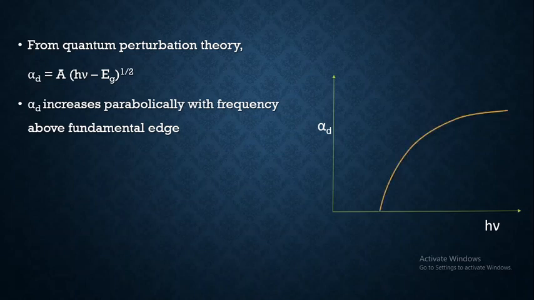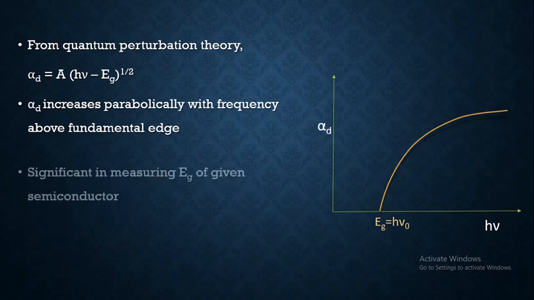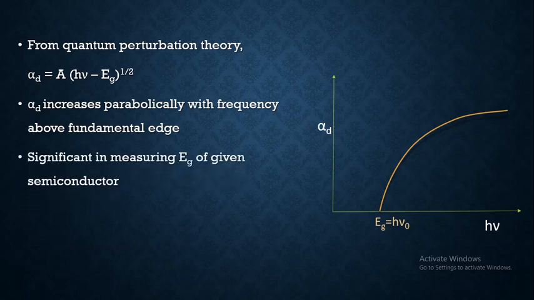Then according to this equation, we get a parabolic graph as seen. And the absorption starts when h nu, that is the photon energy, is equal to the energy gap of the semiconductor, and this is called the absorption edge, or also called the fundamental edge. So what is the significance of this fundamental absorption edge?